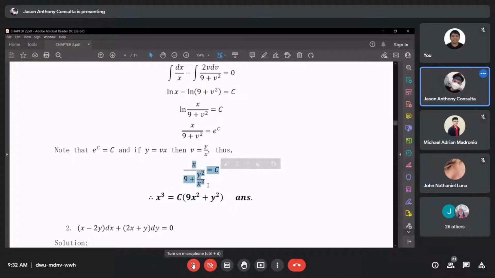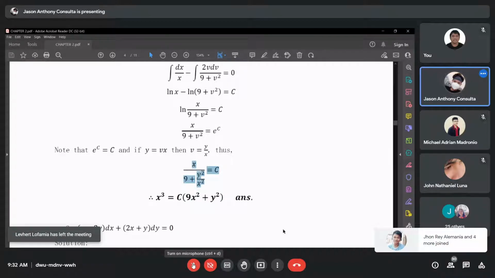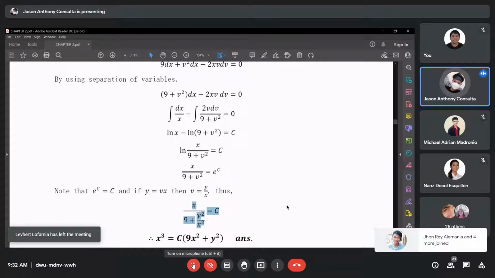Hanggang dito. Pag-substitute ng x and y sa v ng y over x. Okay?